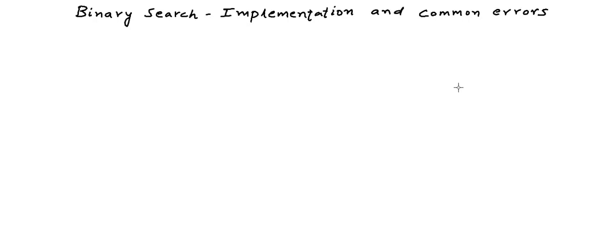In the previous lesson, we learned about binary search as an efficient algorithm to find or search an element in sorted data, in a sorted collection. In this lesson, in some real code, we will see how to implement binary search, and we will also see what the common errors are that happen while implementing binary search. But before that, a quick recap.